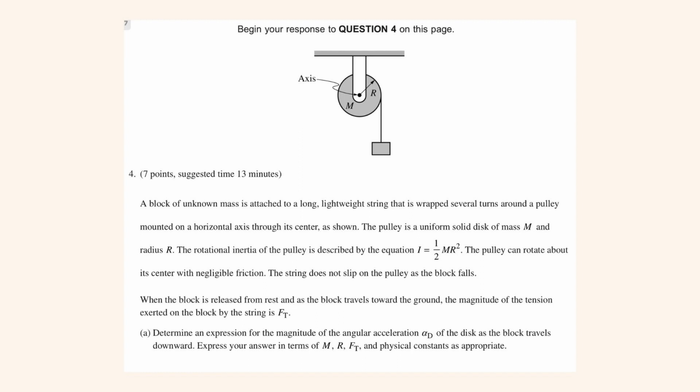Now that we have some good background knowledge, we can finally start our problem. The problem reads: a block of unknown mass is attached to a long, lightweight string wrapped around several times on a pulley mounted on a horizontal axis through its center as shown. The pulley is a uniform solid disk of mass m and radius r. The rotational inertia of the pulley is described by the equation I equals 1/2 mr squared. The pulley can rotate about its center with negligible friction. The string does not slip on the pulley as the block falls.